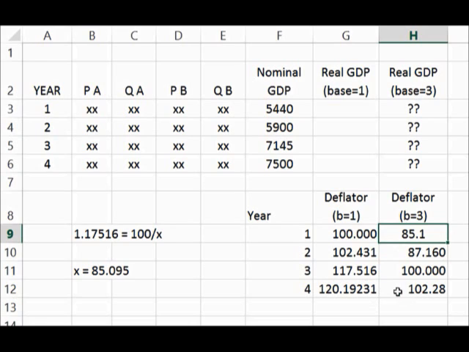And down at the bottom here, if you ended up with a number like 97, it means that you got your fraction backwards, put the wrong number on the top. Because this number went up slightly from 117 to 120, this should be a couple percentage points higher than 100. And my numbers indicate that.